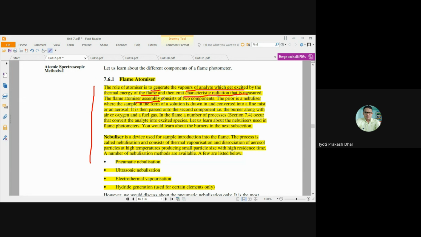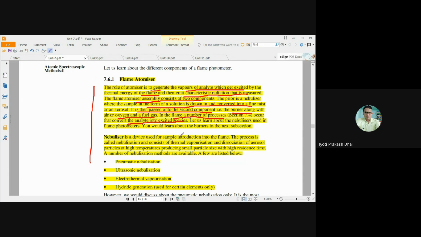The flame atomizer assembly consists of two components. The first component is the nebulizer, where the sample in the form of solution is drawn and converted into fine mist or aerosol. It is then passed into the second component, that is the burner, along with the air or oxygen as the oxidant and the fuel gas. In the flame, a number of processes occur that convert the analyte sample into excited species.